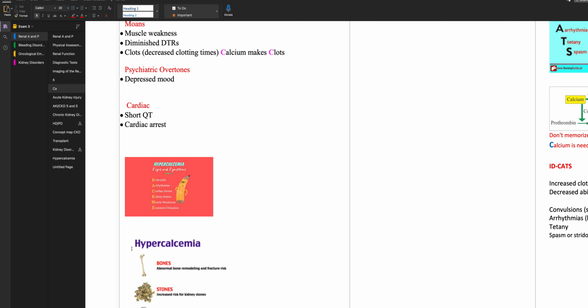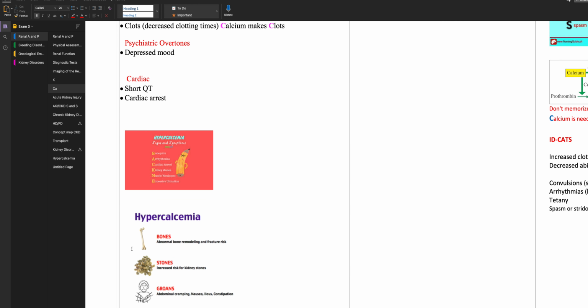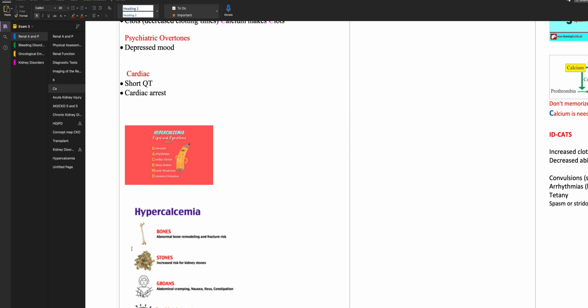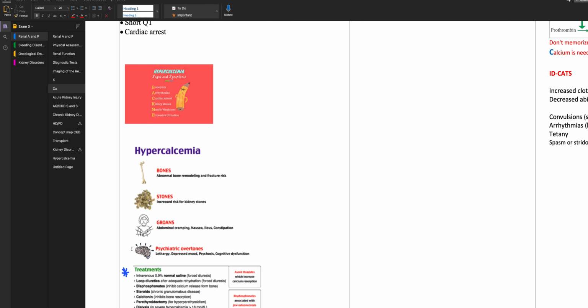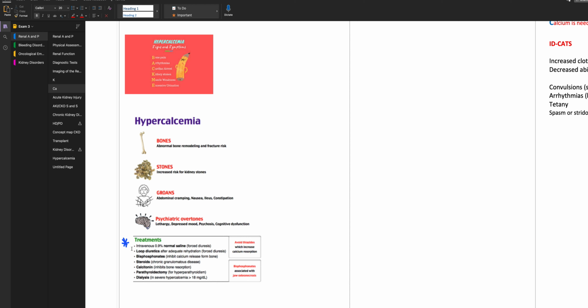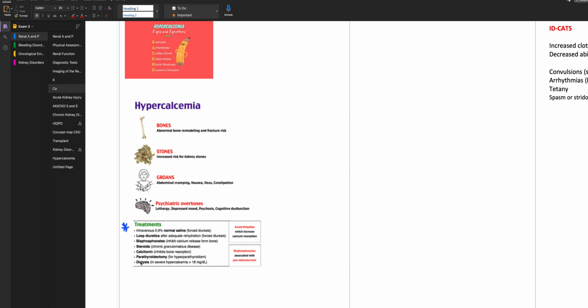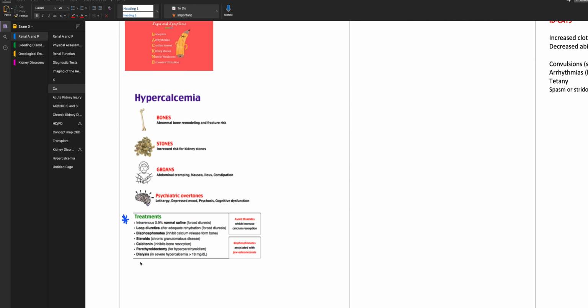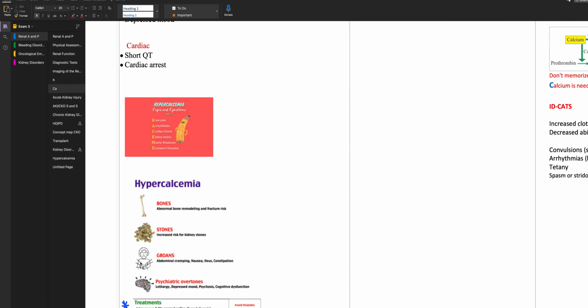Psychiatric overtones. A patient with hypercalcemia is going to have apathy and be depressed and slow, with a flat affect, sort of. Cardiac, short QT and cardiac arrest, which isn't good. So the treatment is going to be IV fluid. Remember, saline is a good flushing fluid, so intravenous fluid, you're definitely going to do that. They may give loops. They may be put on zoledronic acid or Fosamax. They may get dialysis, that's another thing they could do.